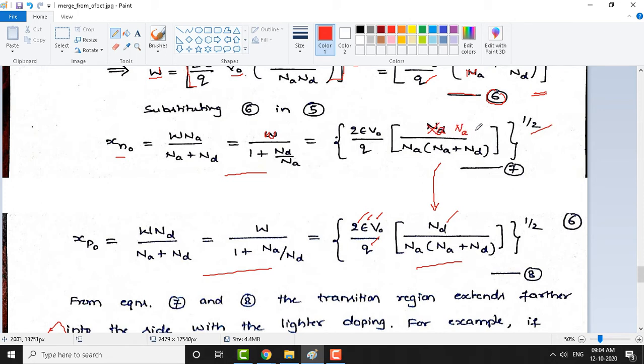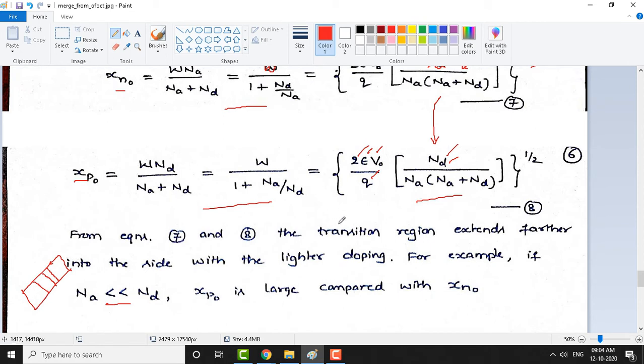Okay, rest all is correct. So this equation for xp naught is in terms of Nd. The equations 7 and 8 are very important, so we will solve a few problems based on these equations. From equations 7 and 8, the transition region extends further into the side with higher doping.